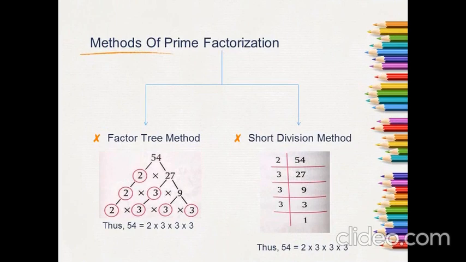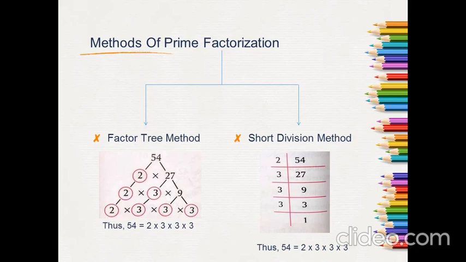Alright children, to find the prime factorization, we will follow two methods. Number one, factor tree method, and another one is short division method. To explain both the methods, I took the same number, that is 54. As 54 is an even number, first we will pick the smallest even prime factor of 54, and that is 2. If we pick 2 out of 54, we will get 27. It means we can write 2 into 27 is equal to 54.